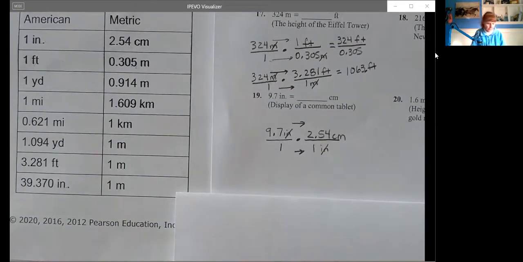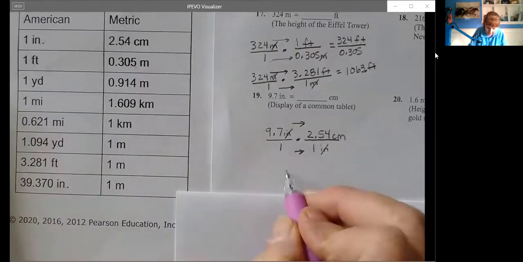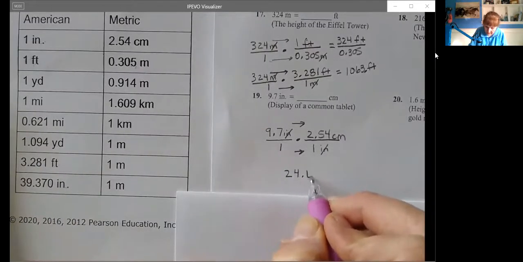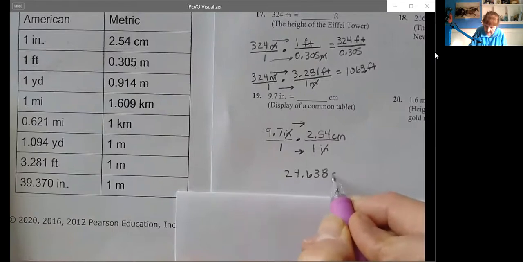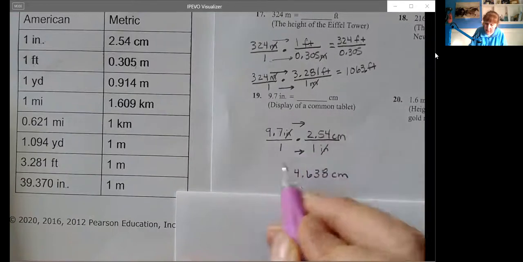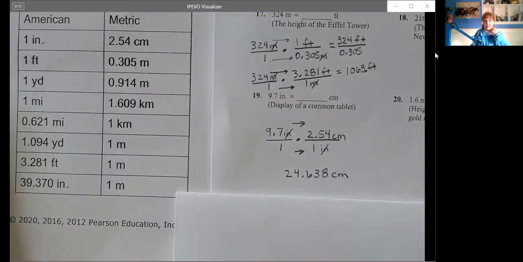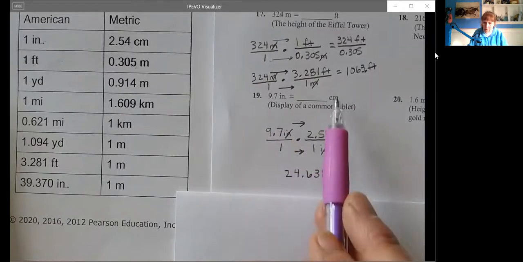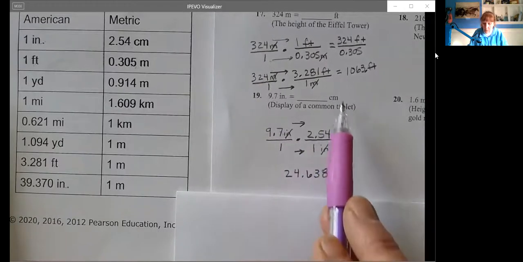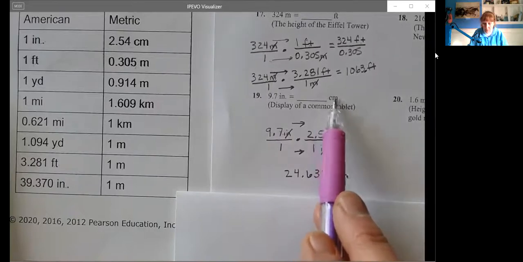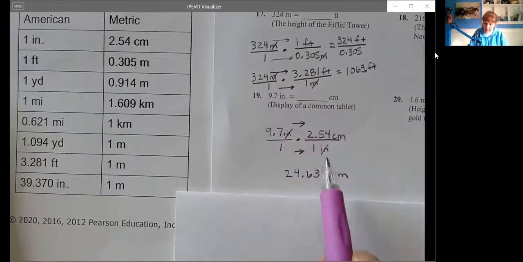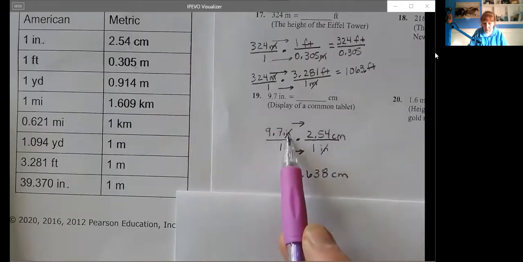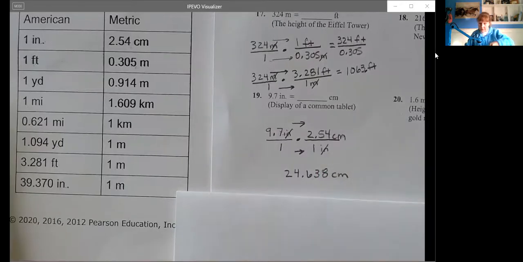And we come up with 9.7 times 2.54. And we're going to have 24.638 centimeters. That times that over 1. So we'll just leave it like that. All right. So again, what you start with, and then you want a conversion between the two, and you put the unit you want in the numerator. And then this is the one that we wanted to cancel with what was given. All right, let's try another one.